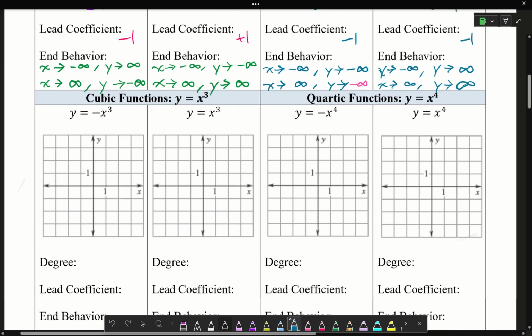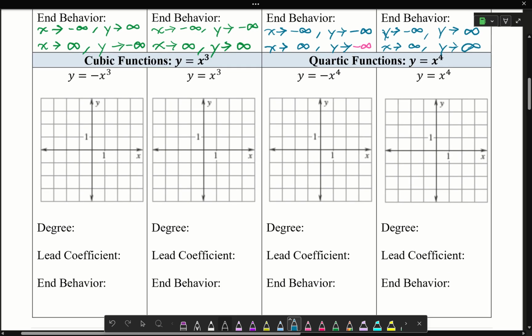All right, now let's talk about two shapes we're a little less familiar with, the cubic and the quartic. So on the left here, the cubic has an exponent of 3, meaning it is third degree. Okay, so what do these graphs look like? I'm just going to put a simple sketch in here.